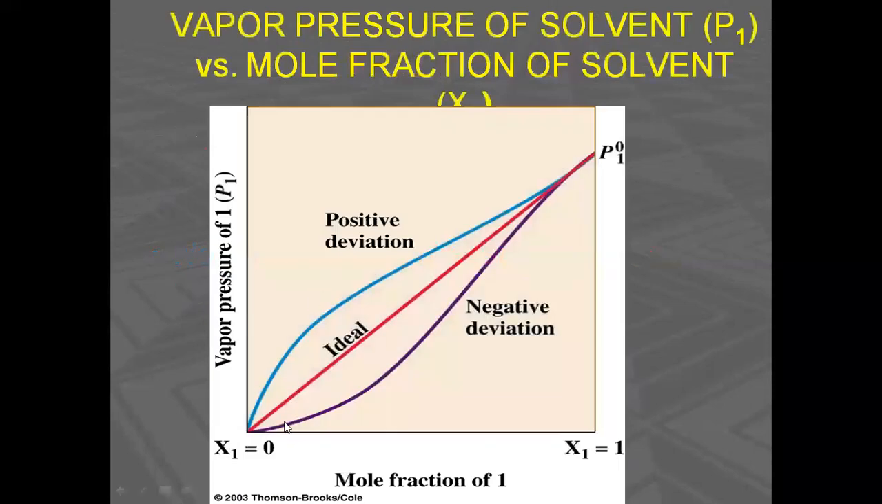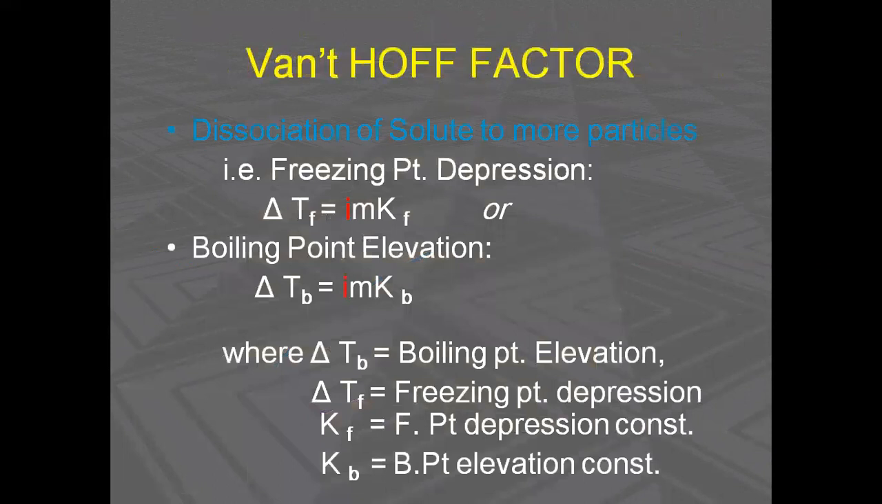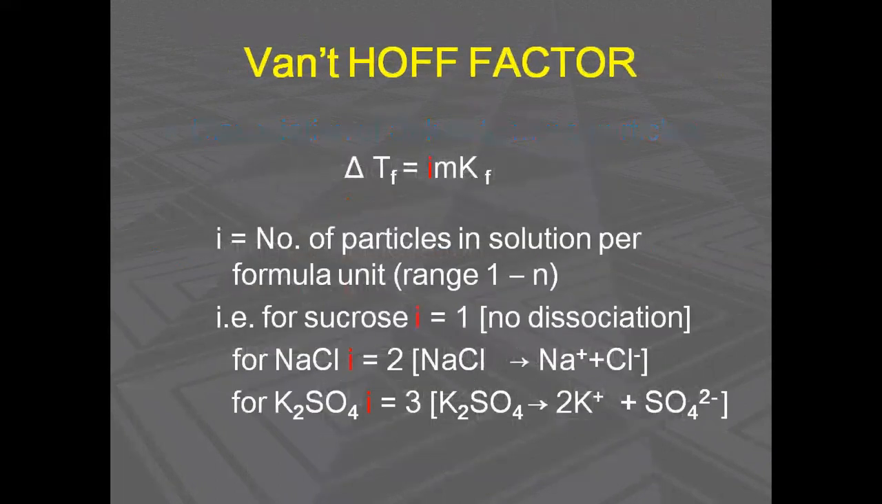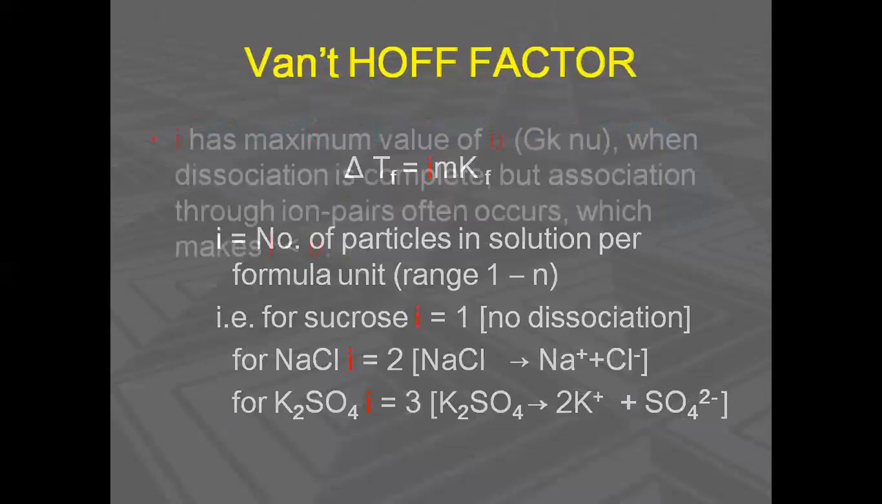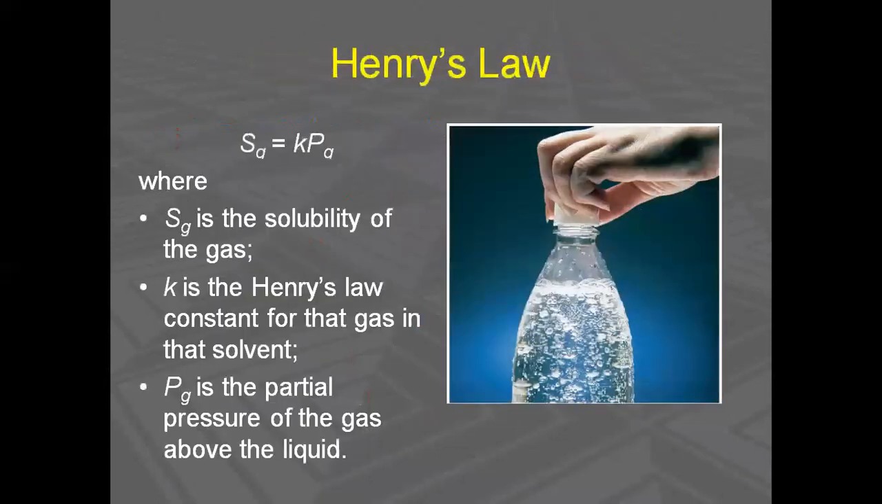If it is above the line, it is positive deviation, and if it is below the line, that is a negative deviation. But van't Hoff equations can also affect the components, as dissociation of the solute into more particles, as delta T boiling elevation, boiling point elevation, delta T freezing point depression, and some other components. So van't Hoff equation can also affect this study. And the next one is Henry's law.